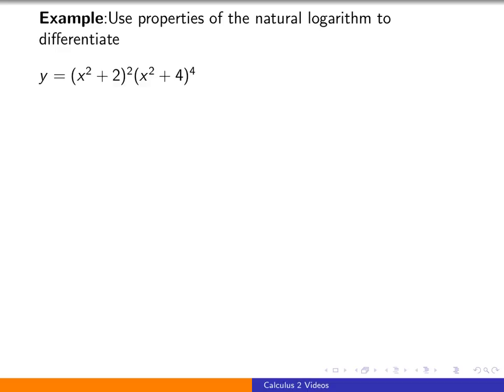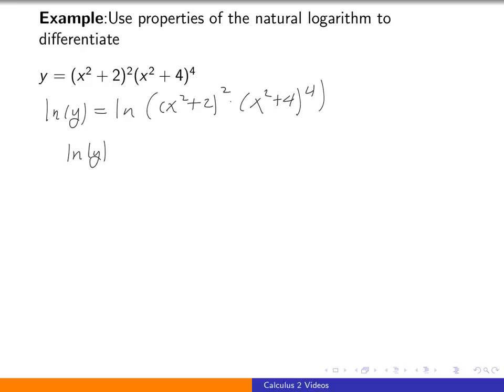And to see what I mean here, let's just go ahead and take the natural log of both sides. So we would have on the left-hand side the natural log of y. Now on the right-hand side, if you imagine taking the natural log of that, I'm going to just go ahead and write it all out. x squared plus 2 squared times x squared plus 4 to the fourth. The properties of the natural log tell us that we can break it up into the natural log of the first thing, x squared plus 2 squared.